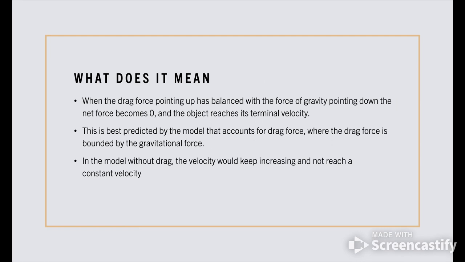What does it mean? When the drag force pointing up has balanced with the force of gravity pointing down, the net force becomes zero, and that's when the object reaches its terminal velocity. This is best predicted by the model that accounts for drag force, where the drag force is bounded by the gravitational force. In the model without drag, velocity would keep on increasing as there's an acceleration and no drag force pointing up to counteract it, and it would not reach a constant velocity.